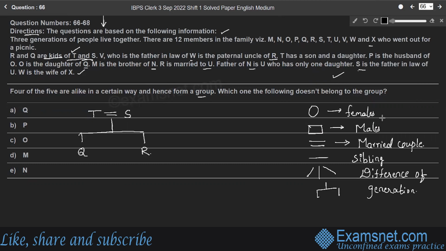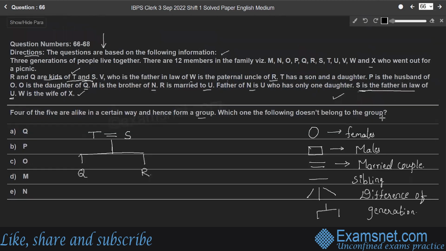Now look at the last but one point. S is the father-in-law of U. That means S is a male, so a male with a square symbol. The next point: V, who is the father-in-law of W, is the paternal uncle of R. Paternal means father's sibling, right? Therefore, S and V are siblings.